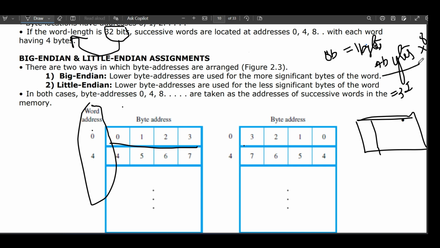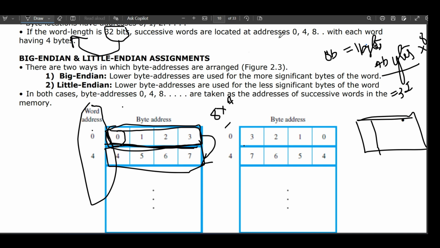So here we have 4 bytes. Here we had 8 bits in each block: in 0, 8 bits, in 1, 8 bits, in 2, 8 bits, like that we were placing 8 bits. And 8 into 4 is 32 bits. So here I am placing 32 bits, and in the next row also I will be placing 32 bits, right? This is what the third line refers to.